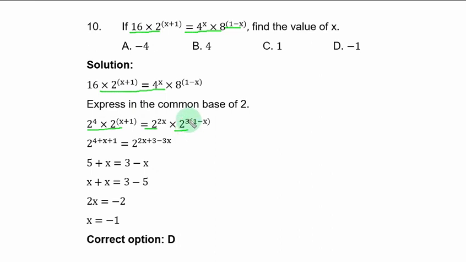So if you open this bracket with 3, you have 3 minus 3s, and you add to the other power. The same thing you do here. Now the bases are the same. If you equate them, you are left with the powers. But this 5 plus s you have here is 4 plus 1. That is 5 plus s. And 3 minus s, you have 3. 2s minus 3s is minus s. So you have it in that form. You collect like terms. You have s plus s equal to 3 minus 5. And that is 2s equal to minus 2. Divide through by 2, s is equal to minus 1. D is the correct option.